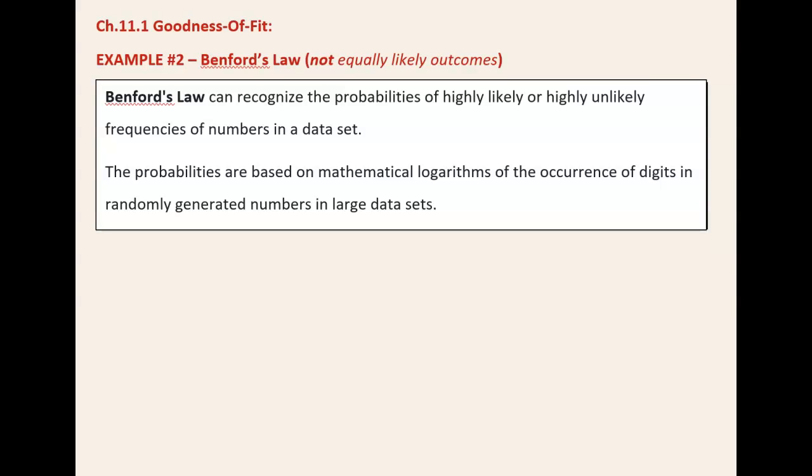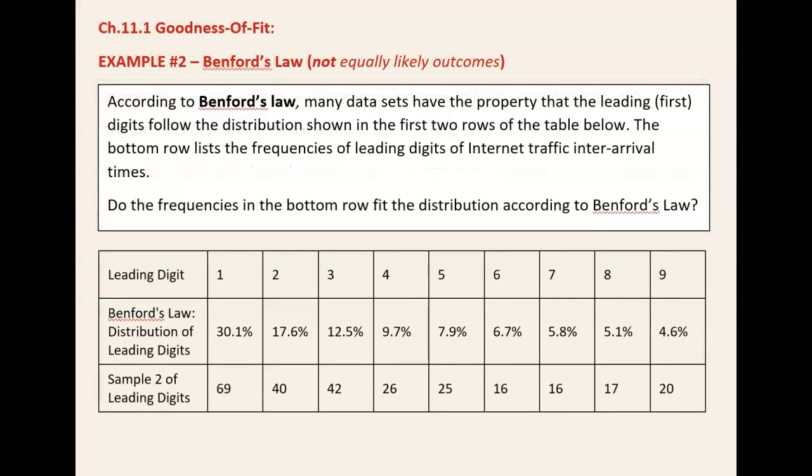In this video, we'll look at another example of goodness of fit test, where the outcomes are not equally likely. Benford's law can recognize the probability of highly likely or highly unlikely frequencies of numbers in a dataset. The probabilities are based on mathematical logarithms of the occurrence of digits in randomly generated numbers in large datasets. According to Benford's law, many datasets have the property that the leading first digits follow the distribution shown in the first two rows of the table below.